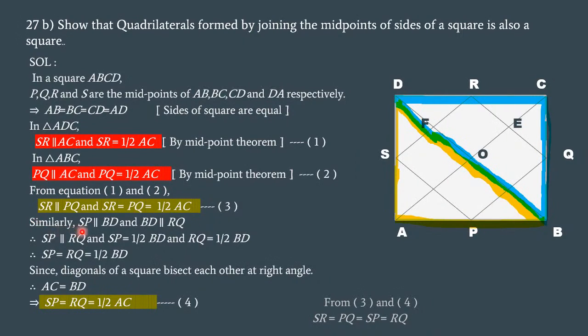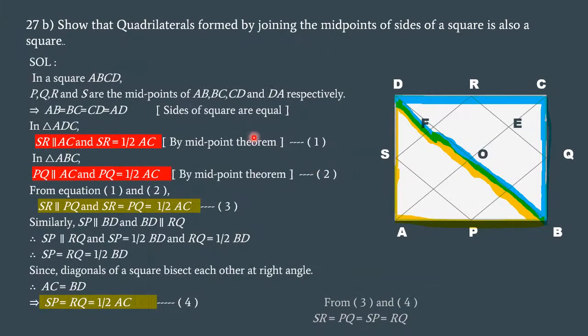See, now SP is parallel to BD and BD is parallel to RQ. So SP is parallel to RQ. Now SP is equal to half BD, RQ is equal to half BD, which means SP is equal to RQ is equal to half BD.